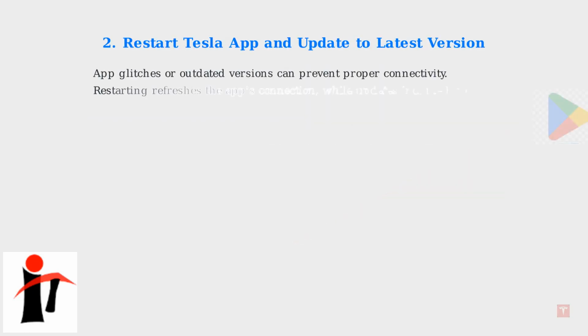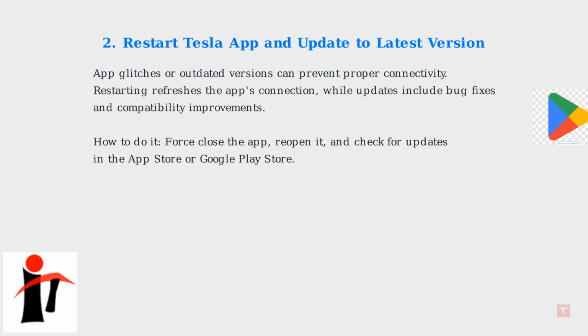Next, restart the Tesla app and confirm you're using the latest version. Outdated apps may not be compatible with your vehicle's firmware, leading to connection issues. Force close the app completely, then reopen it. Check for updates in the App Store on iOS or Google Play Store on Android and install any available updates. This often resolves many connectivity problems.